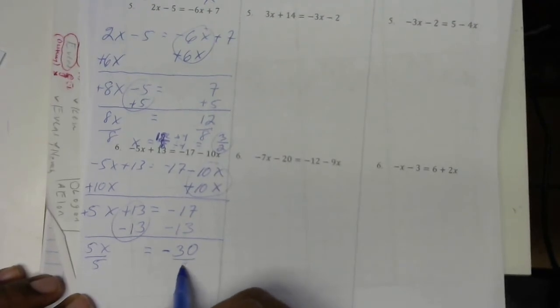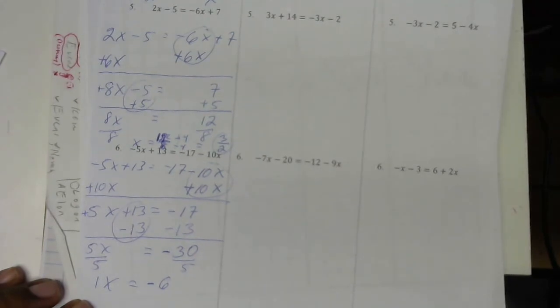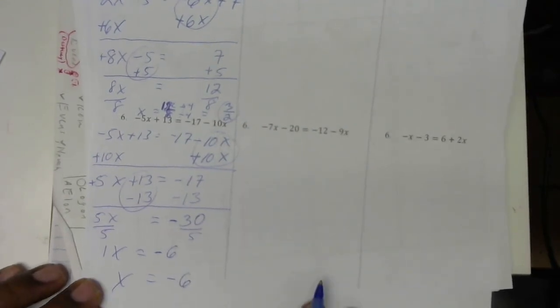Okay. Now from here I want to divide by 5 on both sides. Divide by 5, divide by 5. This gives me my 1x. And negative 30 divided by 5 gives us 6. And negative divided by positive gives us negative. So in essence, we have x equals negative 6 as an answer, because 1x and x are the same.